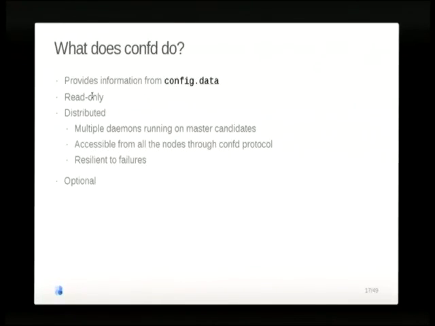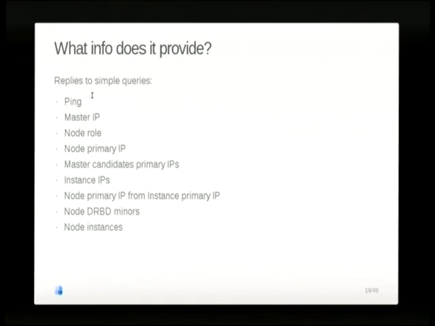We give it to you read-only, as usual. We like read-only because it's easier. And it's completely distributed, so you ask all master candidates, and it will provide you information. Ping is just, are you alive? Then there's the master IP, in case you lost track of where your master was, and then you can go to it and do any sort of query. The role of a node: is it master, is it offline, is it online, what's going on? What's the primary IP of a node?